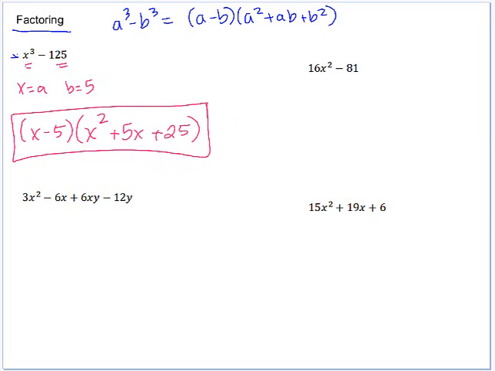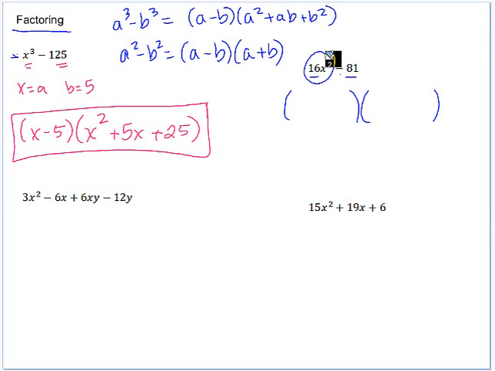Next up, 16x squared minus 81. This is a difference of two perfect squares, so we use our difference of squares formula, which is a squared minus b squared equals a minus b times a plus b. Recall, this is a method of factoring that I just expect you know, but if you don't know it, certainly put this on your formula sheet. The square root of 16x squared would be 4x, the square root of 81 would be 9, so this would be 4x plus 9 times 4x minus 9.